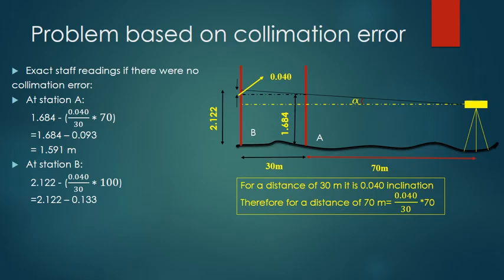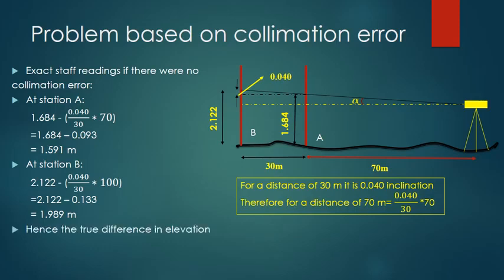Now you just solve it, you will get a value of 1.989. So now let us check whether this particular value that we have found out with our correction, and this should be our true staff readings when there were no error. Now let us check whether this is correct or not.